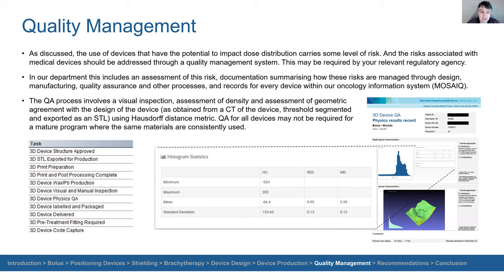In our case, we're a less mature program than the Peter Mac. So currently we're scanning all of ours, though that's probably not something you need to do if you've got a mature program, particularly if you're using the same materials consistently and the same printers. In our case, we're looking at the radiological density and also the geometric match between the design and what ends up getting printed with Hausdorff distances.